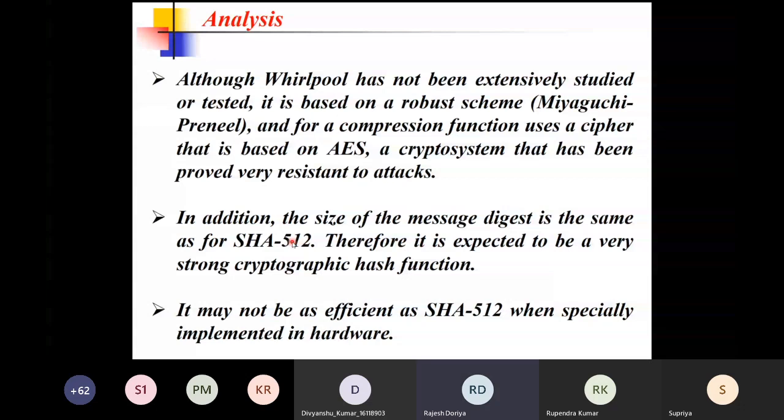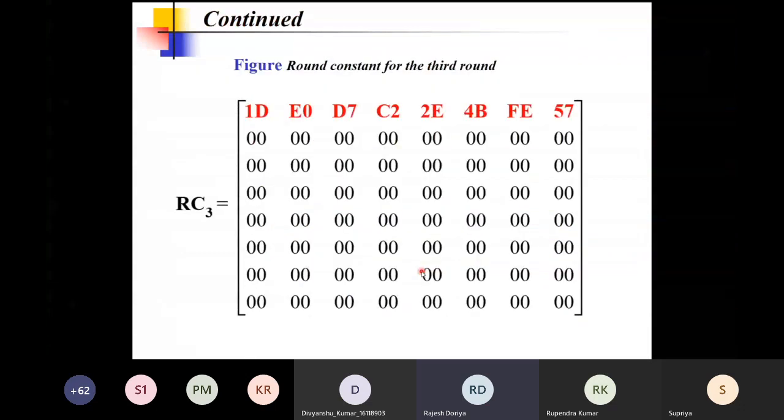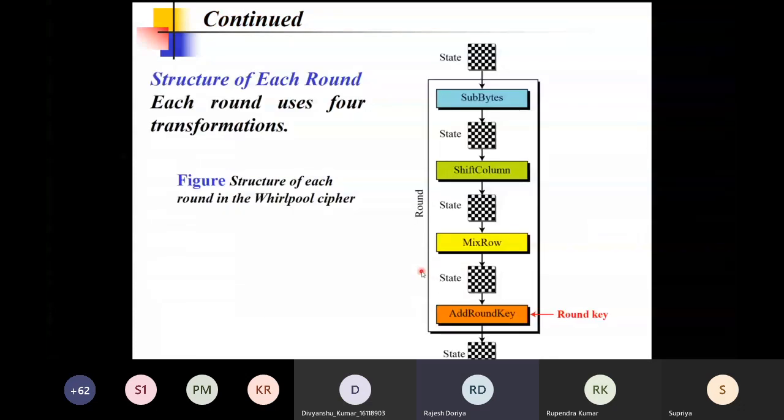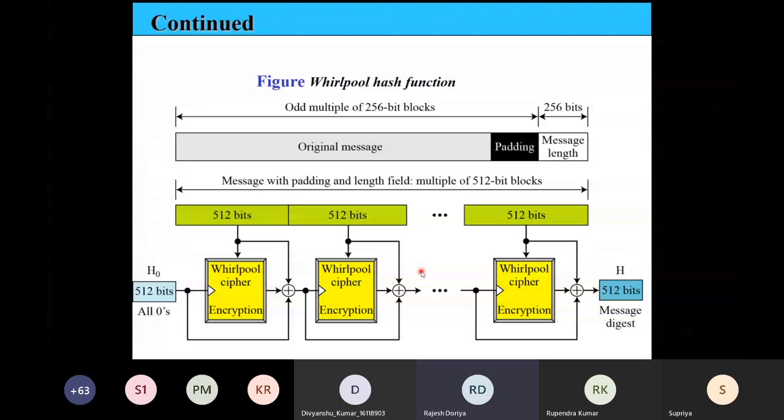There is one more very important point: it may not be as efficient as SHA-512, especially when we deal with hardware. If this particular scheme is implemented in hardware, it may not prove as efficient as SHA-512. This is a very important point which all of you should take note of. So this is what we have discussed regarding the Whirlpool hash function. This is how the initial pre-processing of the message is done, and at the end we generate a message digest.